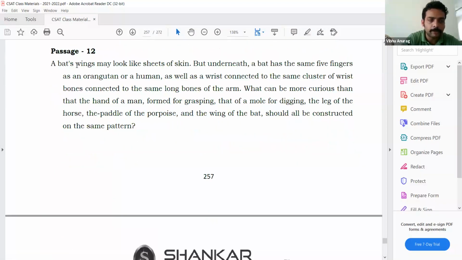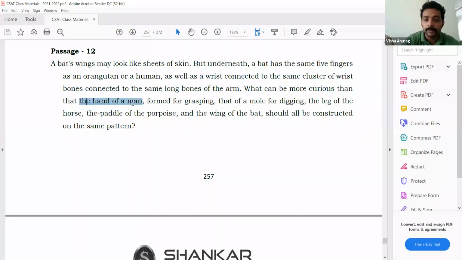Then to passage 12, a bat's wings may look like sheets of skin, but underneath a bat has the same 5 fingers as an orangutan or a human, as well as a wrist connected to the same cluster of wrist bones connected to the same long bones of the arm. So he's highlighting similarities between the arm of a bat, an orangutan, and a human. What can be more curious than that? More curious here means more interesting than that.